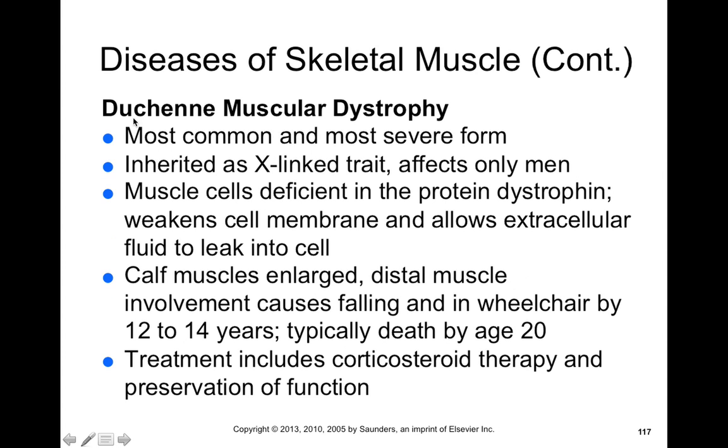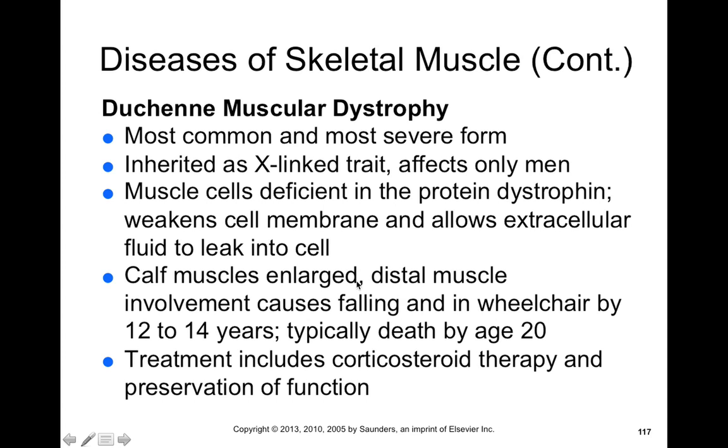So the first type we'll talk about here is Duchenne muscular dystrophy. It's the most common severe form. It's an X-linked trait that only affects men, and muscle cells are deficient in a protein called dystrophin. Now, dystrophin deficiency weakens the cell membrane, allowing extracellular fluid to leak into the cell, and eventually leads to cell injury and death. Calf muscles become enlarged. You're going to find larger gastrocnemius and soleus, as well as distal muscle involvement.